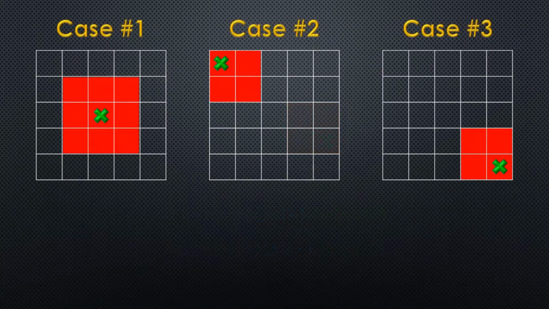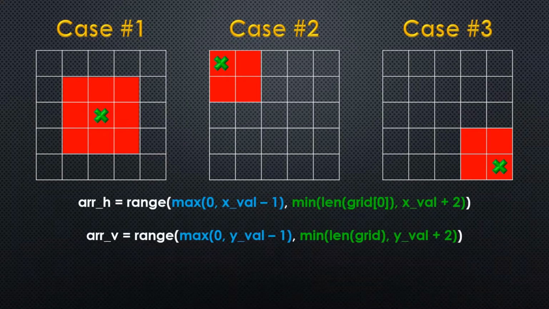So, now that we have our three cases, let's combine them into a single statement. We can write array h going from 0 or xval minus 1, whatever the greater of those two values may be, up until the length of the grid in the x direction, or xval plus 2, whatever the minimum of that value may be. Similarly, for the vertical direction, we would have a range going from the maximum of either 0 or yval minus 1, up to the minimum of the length of the grid in the vertical direction, or yval plus 2.